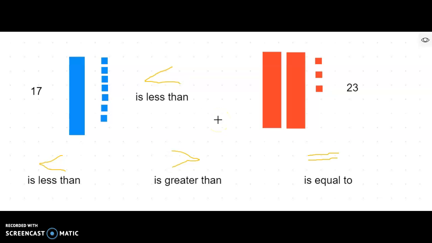You guys, I think, probably have this down pat. I just wanted to review because it's pretty important. Tomorrow, we're going to go back to adding and subtracting.